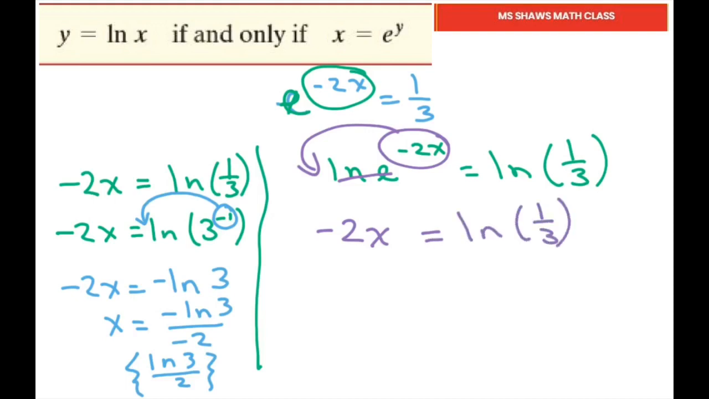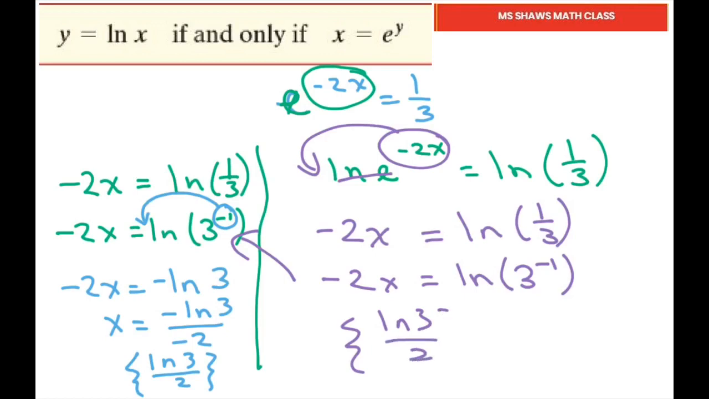And then you proceed on again. So that's ln of 3 to the negative 1. And then we're right back to where we started. So your solution set would be ln of 3 divided by 2. Personally, I like this method better, but if you have this formula memorized, you're good to go.